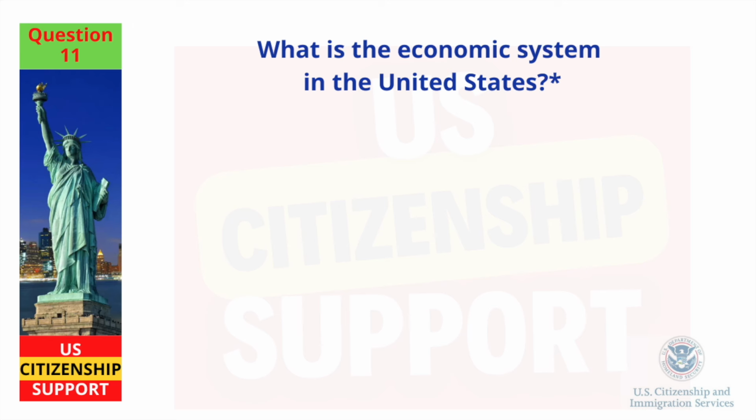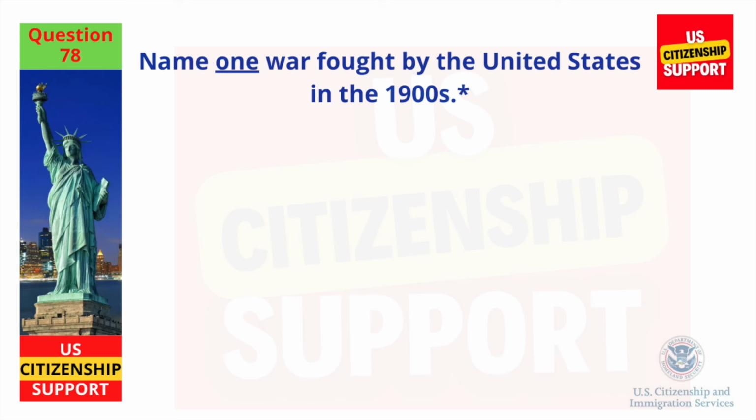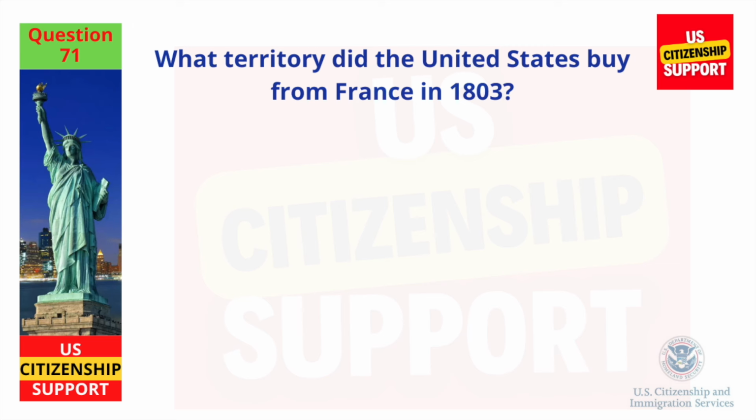What is the economic system in the United States? Capitalist economy. Name one war fought by the United States in the 1900s. World War One. What territory did the United States buy from France in 1803? The Louisiana Territory.